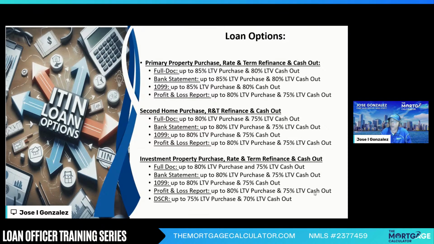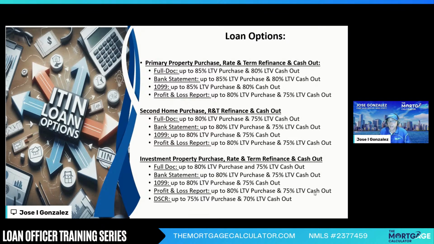And actually in all of the ITIN categories, we see amazing improvements in higher LTVs and reduced guidelines, less strict. But in investment, especially full doc, we can go up to 80% purchase, 75% cash out. Look at the bank statement as well: 80% purchase, 75% cash out, and 1099s. Those are very amazing options there. Same for P&L, 80 and 75.